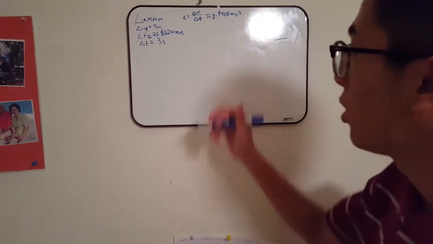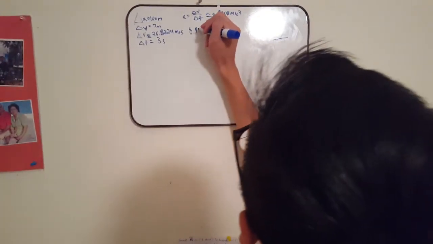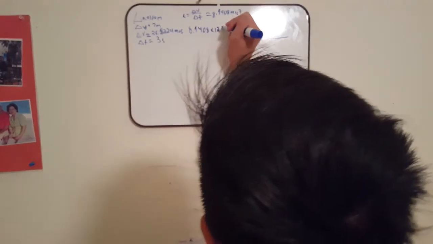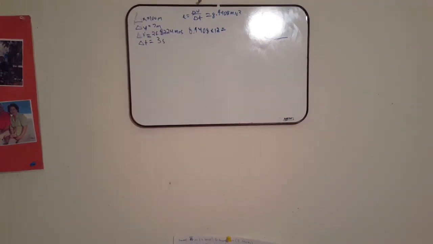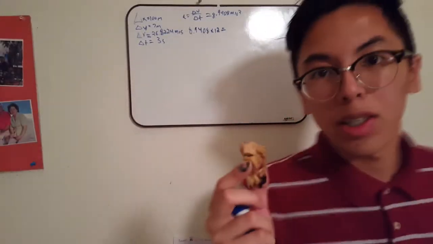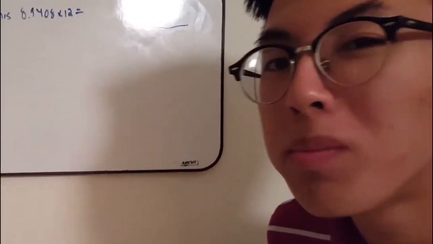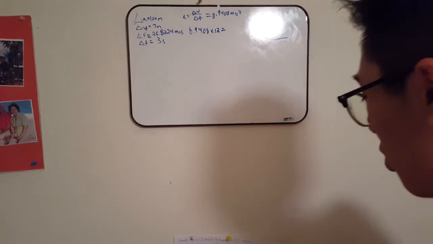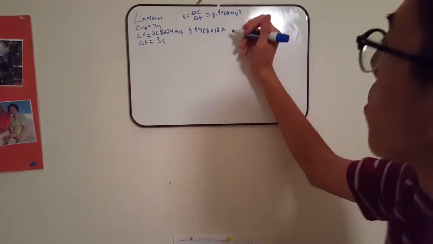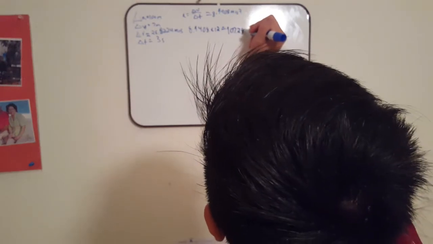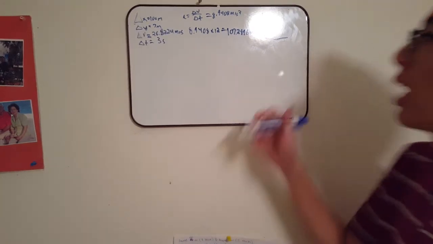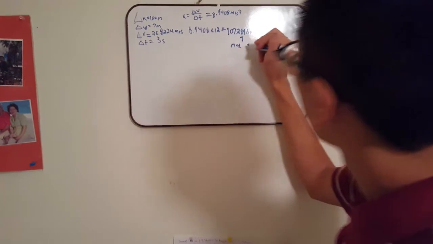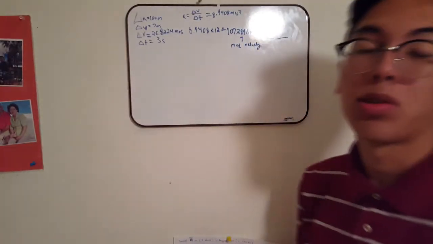So we can figure out the max velocity by doing 8.9408 times 12, which equals, one sec. And so that's about 107.2896 meters per second. And that's the max velocity it has, so let's jump out the window.